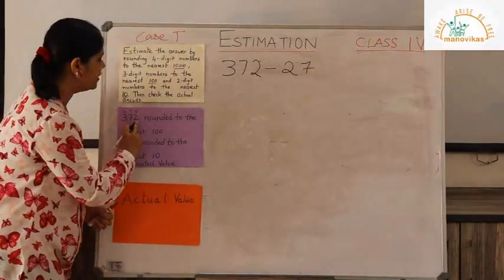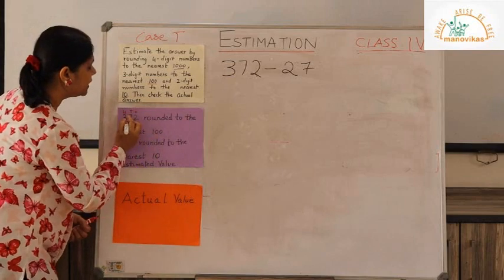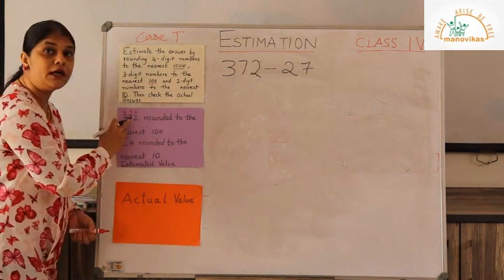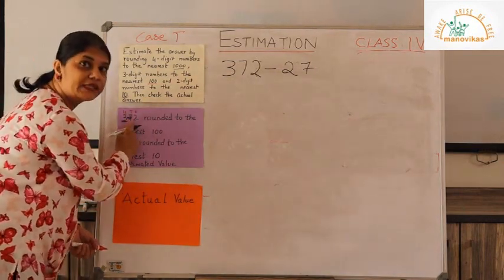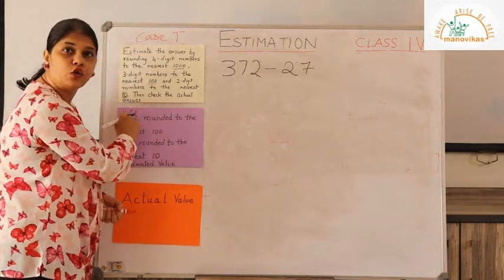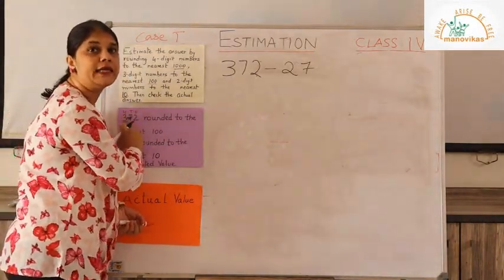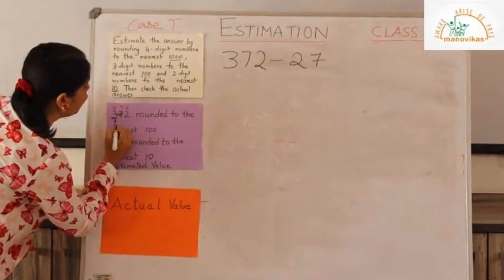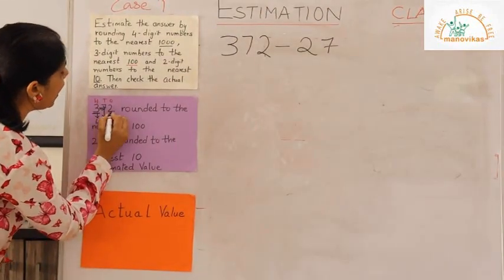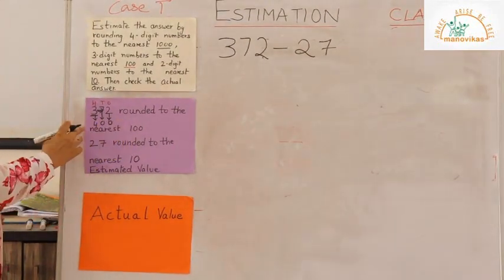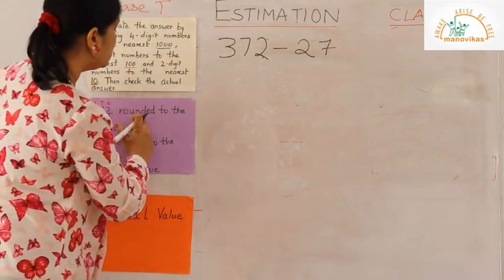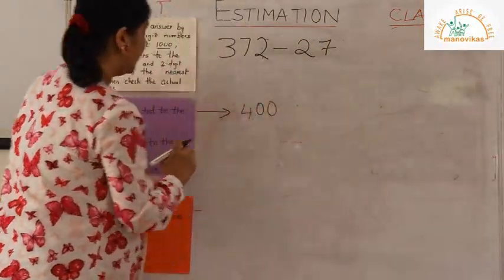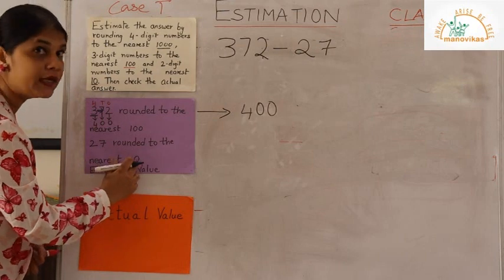Now to find the estimated value, we need to again round the given numbers, right? We have to round 372 to the nearest 100. So let us do it. Underline the digit in the hundreds place and check the digit in the tens place. Now the digit in the tens place is what here? 7. 7 belongs to group 2 and it is greater than 5. So hundreds place will increase and become 4. 7 will become 0 and 2 again will become 0. So 372 rounded to the nearest 100 is how much? 400, right?